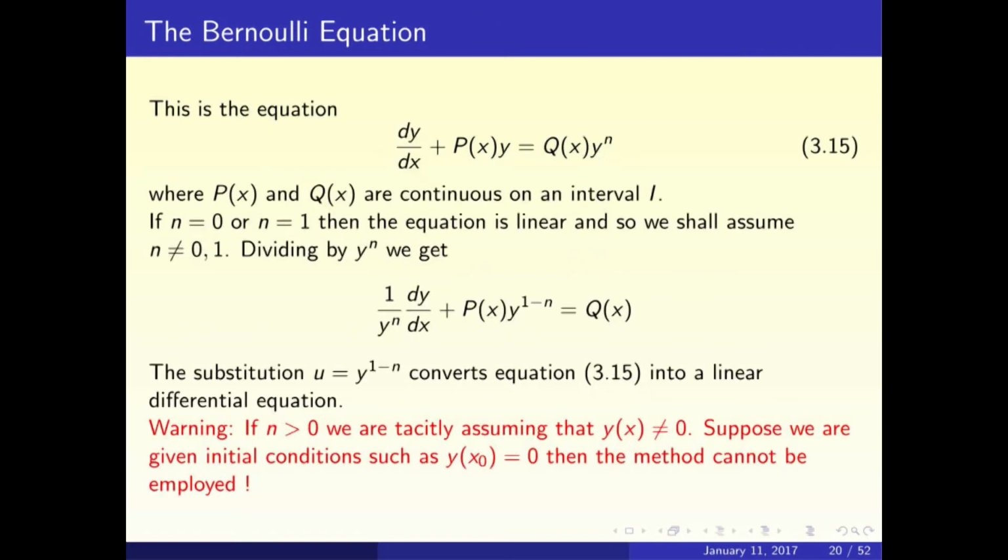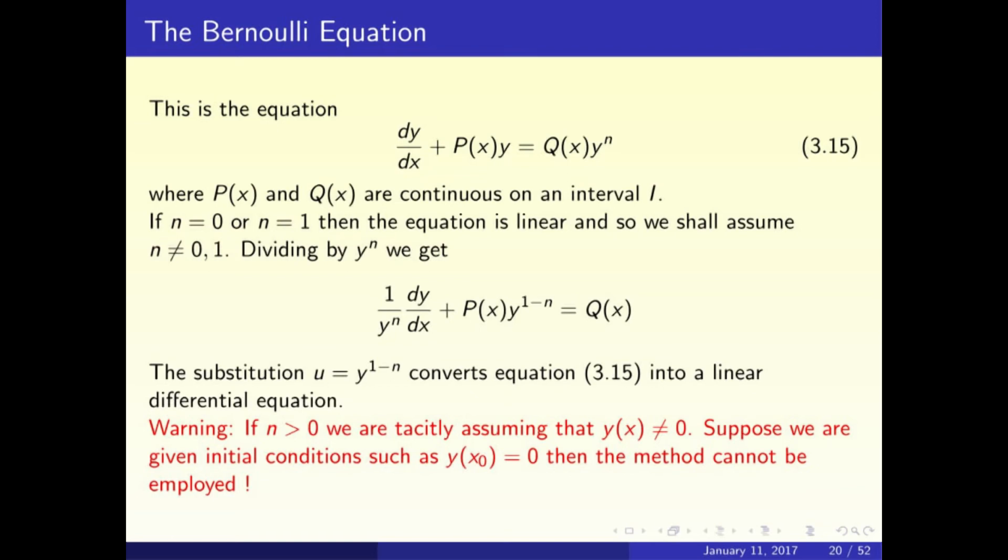Alright, and a word of warning is seen in this slide in red. We are assuming that y of x is not 0 because we are dividing by y to the power n. So if n is positive, we are dividing by a positive power of y, and if y of x is 0, we are going to be in trouble. So we are going to make an assumption that y of x is not 0. Suppose you are given initial conditions such as y of x equal to 0, then we can't use this method.